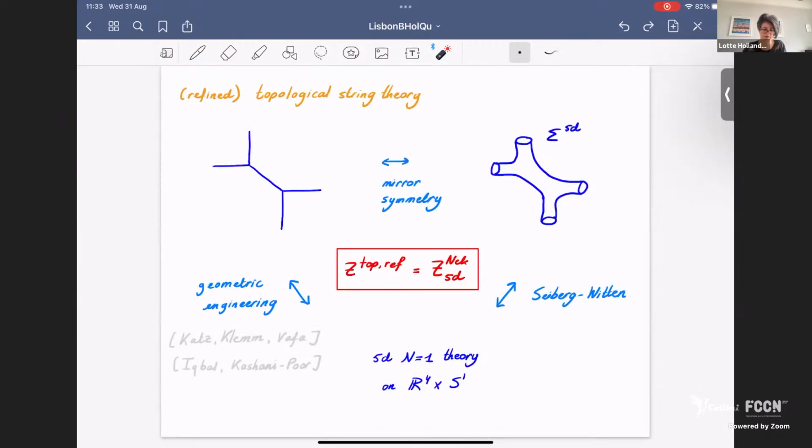Right. So one more comment about the relation to topological string theory. This Nekrasov partition function is well known to be related to a certain topological string partition function, and it's equal to the refined topological string partition function.